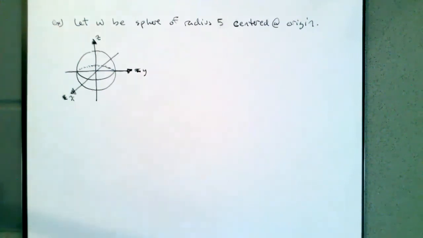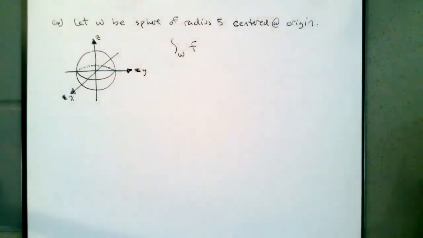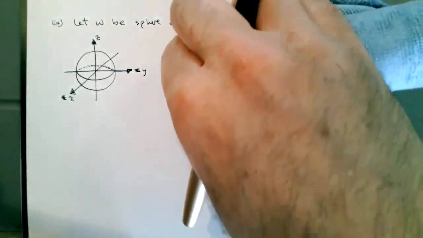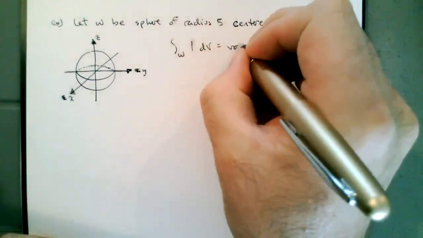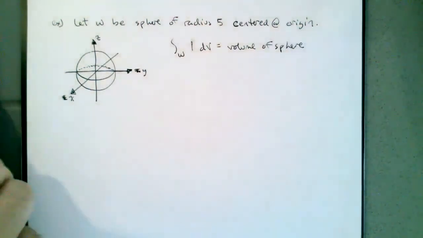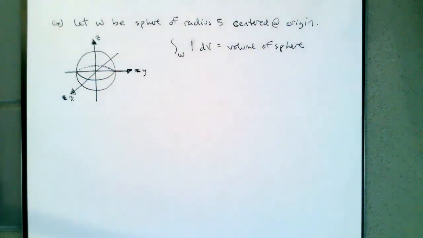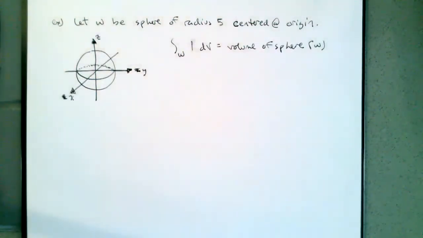We're going to integrate the function 1 over this sphere dV, and that should give us the volume of the sphere, or in general, the volume of W. I don't know if this is a more coffee problem or a less coffee problem, but I know what solution I can apply.